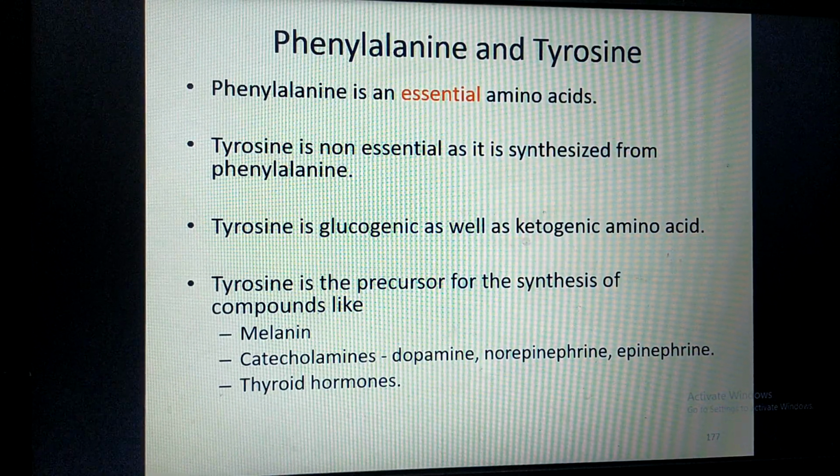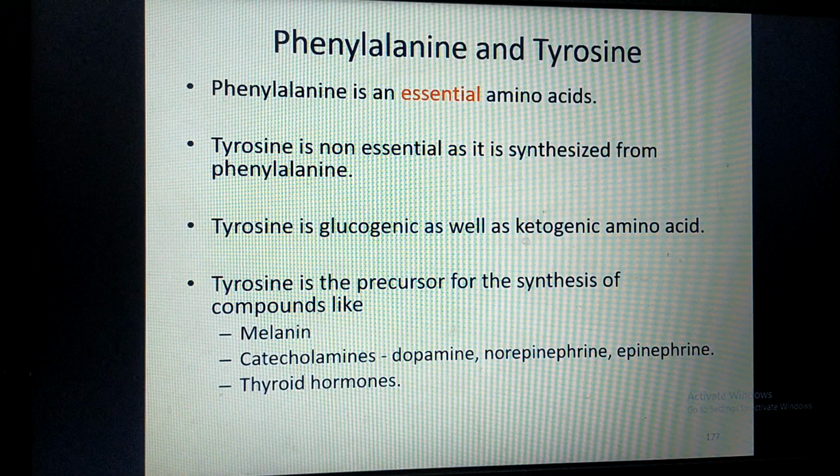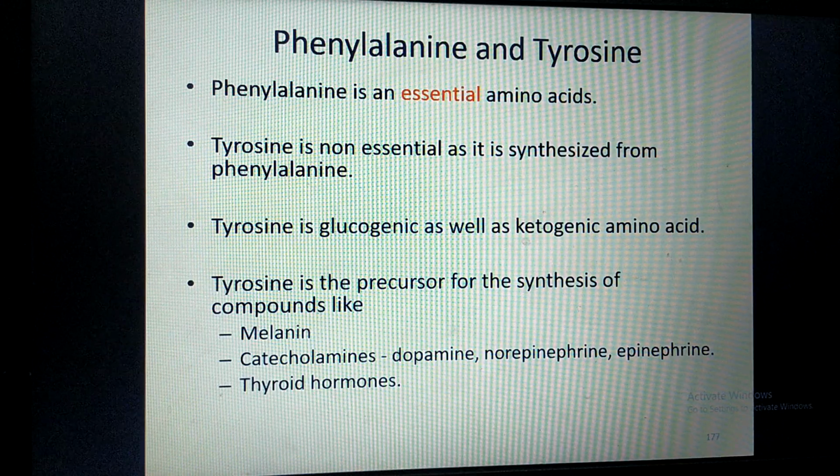Phenylalanine is an essential amino acid, therefore it has to be supplied in the diet. Tyrosine is a non-essential amino acid and it is synthesized from phenylalanine. Tyrosine is glucogenic as well as ketogenic amino acid. That means on catabolism, tyrosine forms glucose as well as ketone bodies.